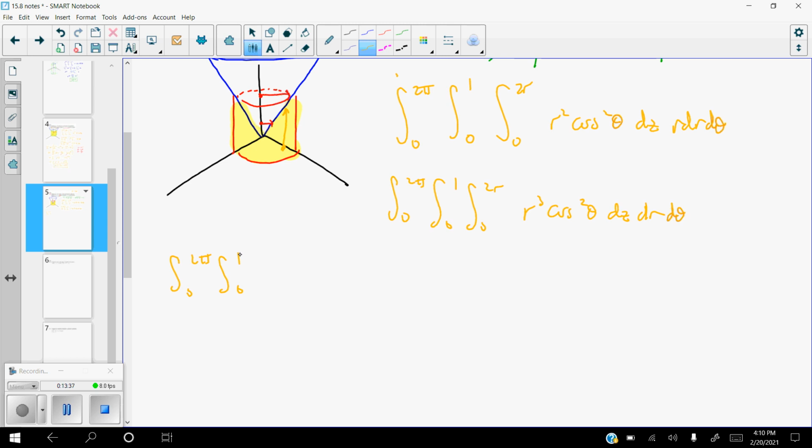So antiderivative of all this with respect to z is just going to put a z on there. So z r cubed cosine squared theta from 0 to 2r dr d theta. So plugging a 2r in for z, we're now going to get 2r times r cubed, which is 2r to the 4th cosine squared theta. Plugging a 0 in for z wipes the rest of that out.